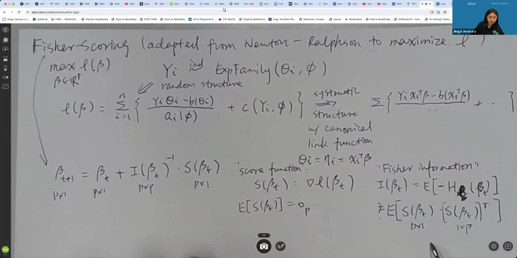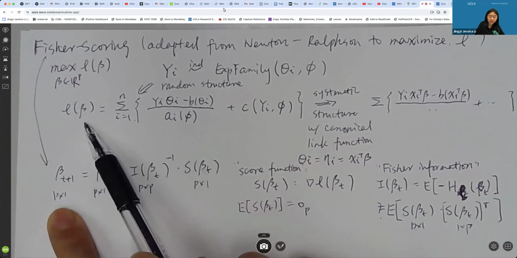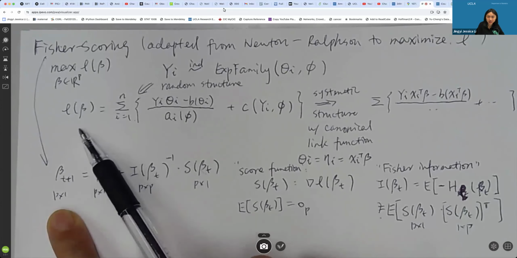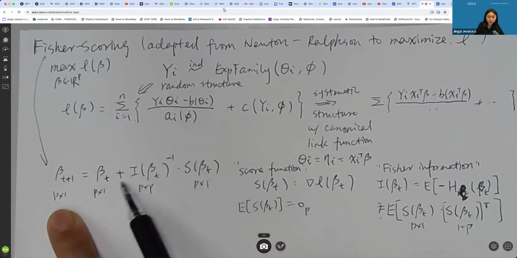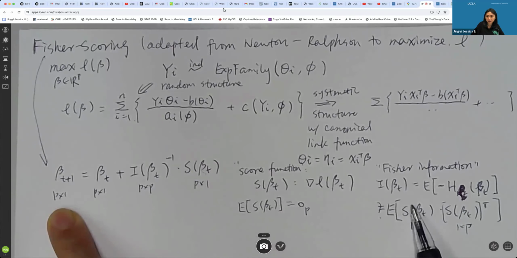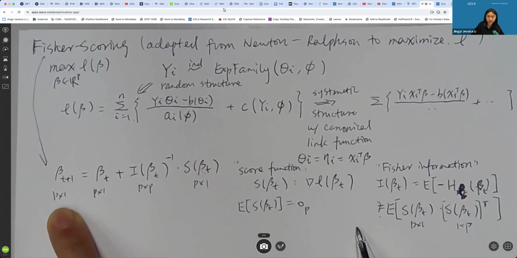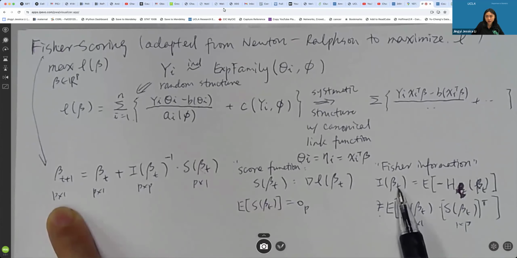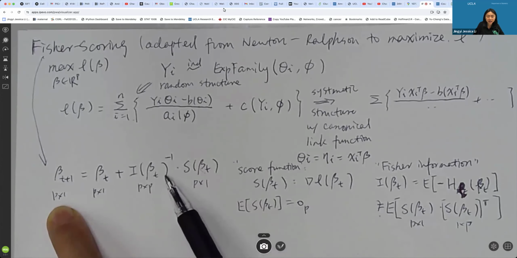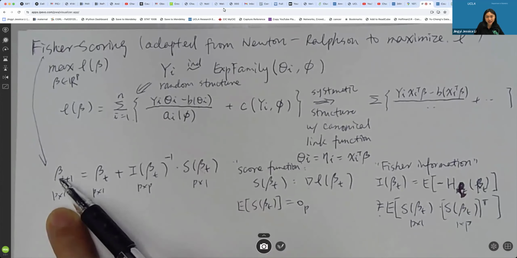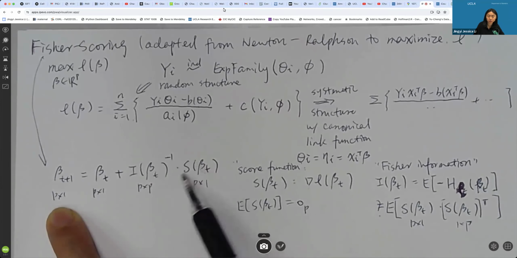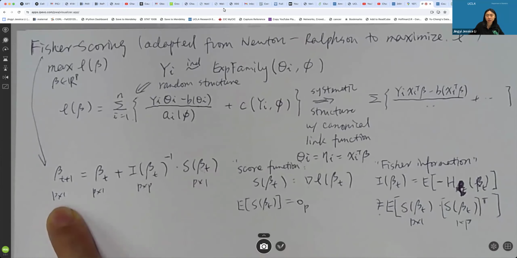So to use Fisher scoring to iteratively update our beta value to hopefully maximize the log likelihood of beta, we need to calculate the score function and the Fisher information. Both are functions of beta. As long as we have the function forms, when we do the update, we just plug in the current beta value to find the next beta value, and then put the next beta value into the score function and the Fisher information to find the next one. That's how the iteration works.